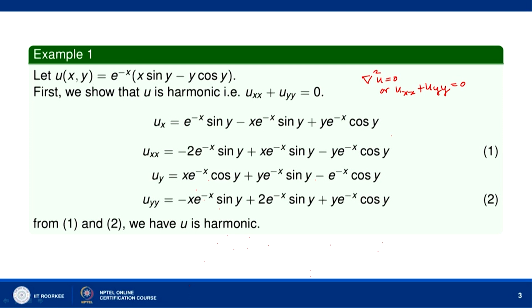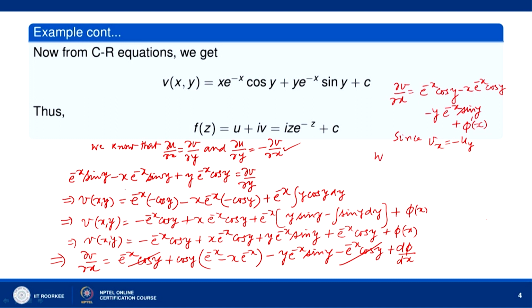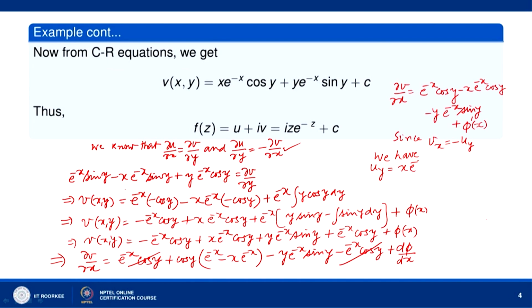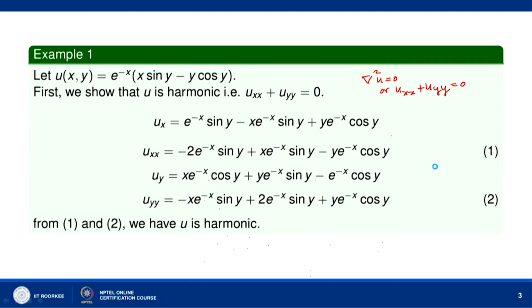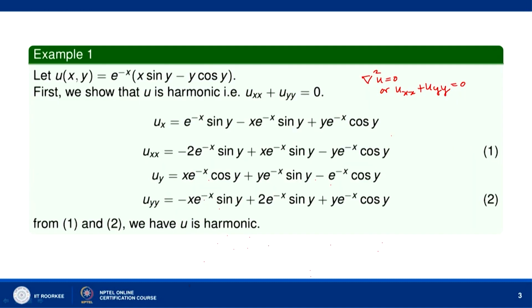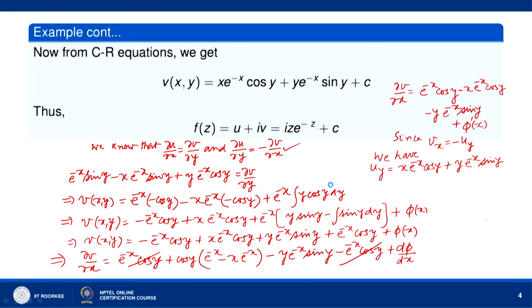Minus x e to the power minus x cos y. Okay, let us put the value of uy. We have uy equal to x e to the power minus x cos y, then we have y e to the power minus x sin y, and then we have minus e to the power minus x cos y. Okay, so we have uy equal to this.